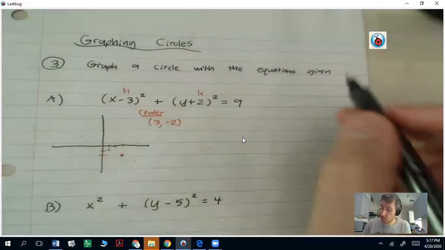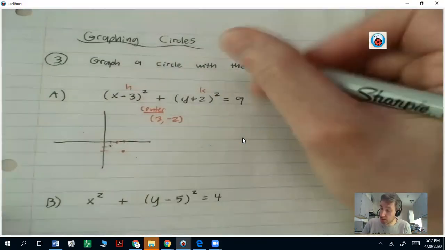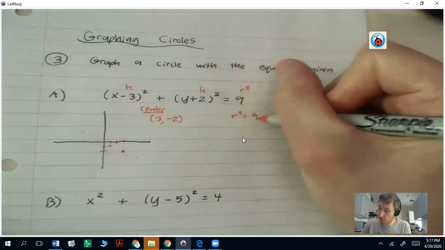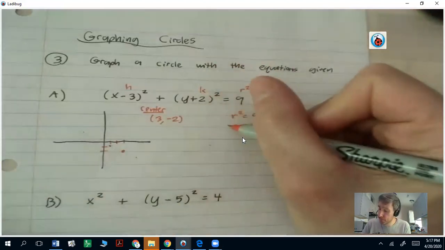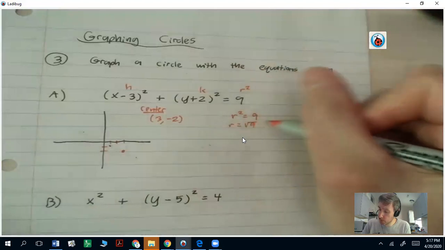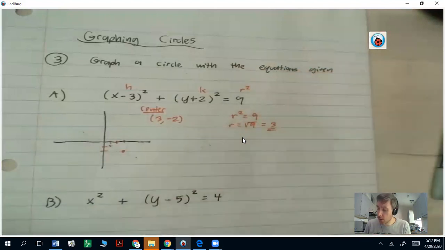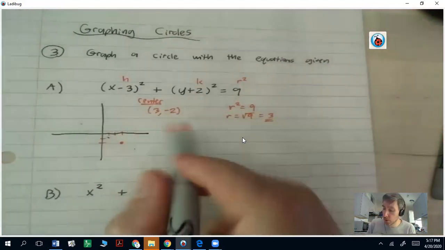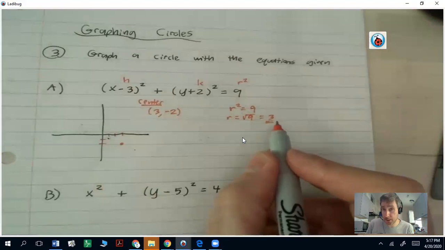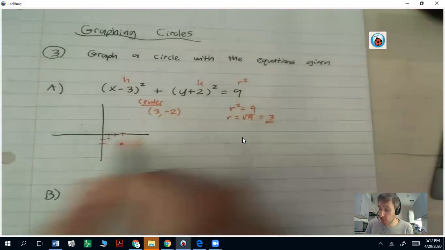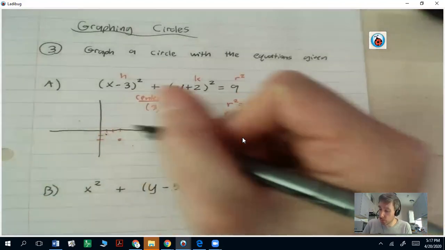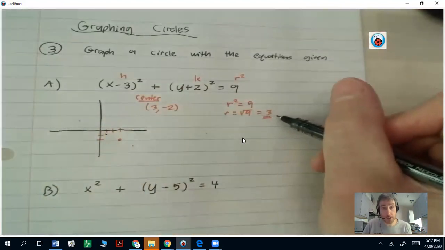Now it equals 9. And remember that that number at the end is r squared. So r is going to be the square root of 9. In this case, it's 3. So to graph a radius, you don't really graph a radius. You go out the radius length in all 4 directions from the center. So we want to go 3 units to the right, up, down, and left.